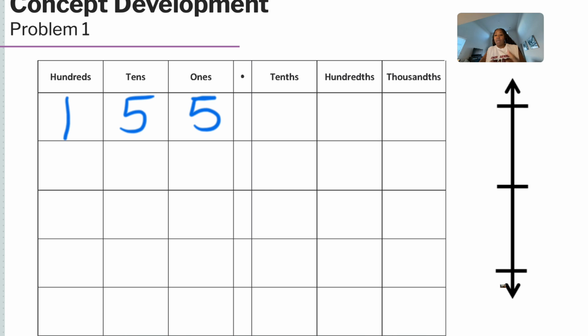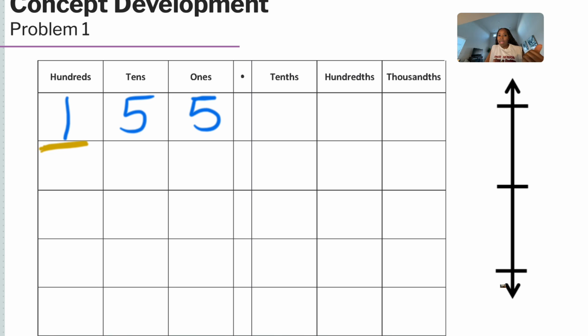what place value is being rounded, which means I need to first identify the number that is going to be rounded. I'm rounding 155 to the nearest 100, which means that 1 is the number that we're going to round. That's first, okay? Second, I need to ask myself which place value is going to tell the 1 in the hundreds place what to do.